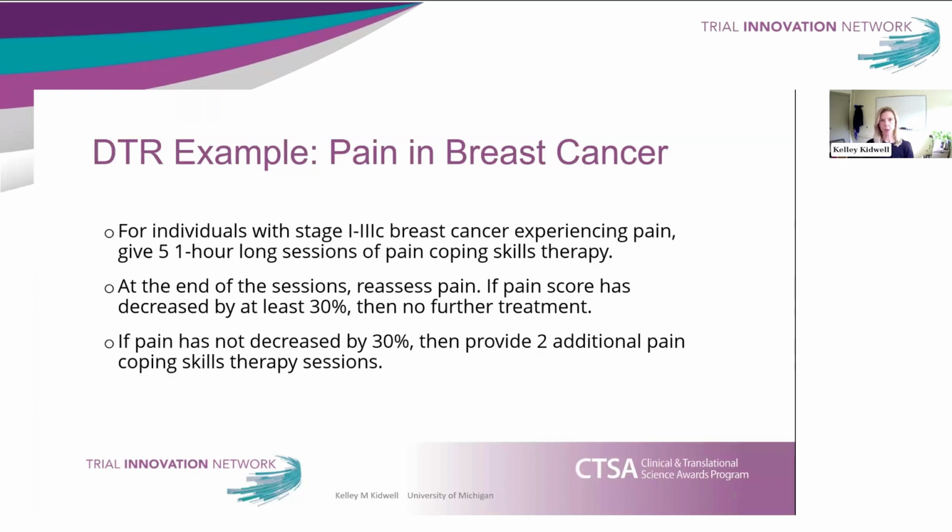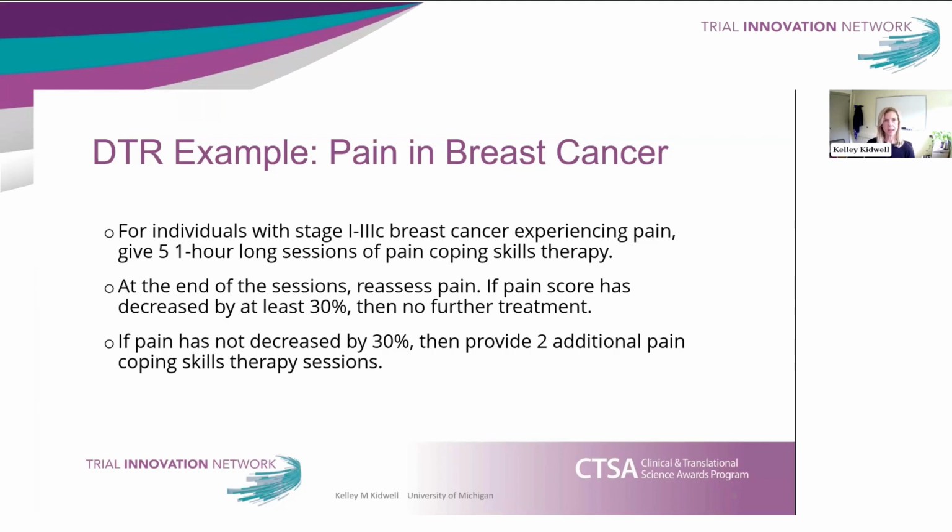But let me give you an example of a dynamic treatment regimen. This is one dynamic treatment regimen for treating pain for women with breast cancer. For individuals with stage 1 through 3C breast cancer experiencing pain, give 5 one-hour-long sessions of pain coping skills therapy. At the end of these sessions, reassess pain. If the pain score has decreased by at least 30%, then there's no further treatment. But if the pain has not decreased by that threshold, then we'll provide 2 additional pain coping skills therapy sessions.